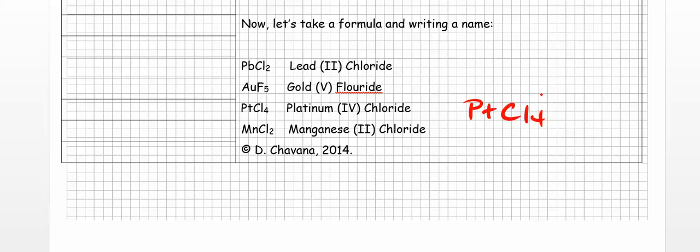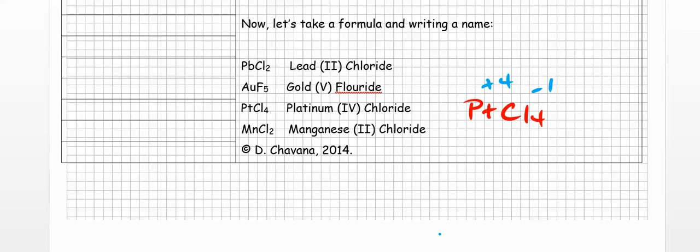We have PtCl4. Now, what was the charge on the Cl? Well, it's in the 17th column. That means it's -1. That makes sense because there's a 1 right there. It's not written in, but it should be there. Now, chlorine has a 4 subscript. That means this must have been a +4, just like that.